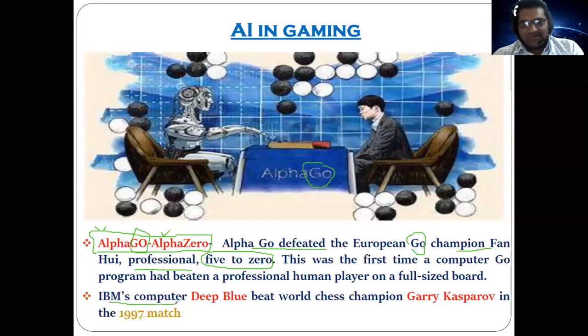Also, in the 1997 period, IBM developed one more kind of player, the IBM computer Deep Blue, which is also considered as one of the artificial intelligence players. And that Deep Blue beat the world chess champion Garry Kasparov. If you know about him, in the 1990s he was the world champion player. So Deep Blue as an AI player beat the world champion Garry Kasparov at that time. Now from this example, you must have got the idea how powerful the AI player can be in the gaming sector also.